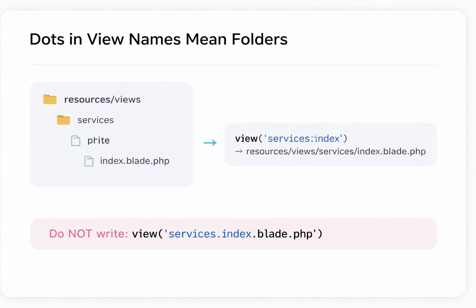In Laravel, dots in a view name represent folders. For example, view('services.index') maps to resources/views/services/index.blade.php. That's why adding .blade.php into the string breaks the convention. Laravel interprets the dots as directory separators, not as part of a literal file name.